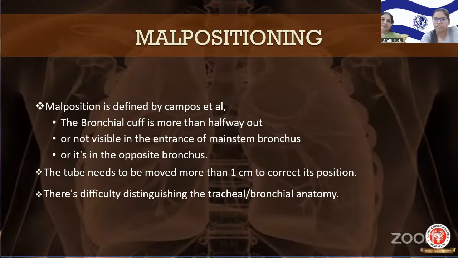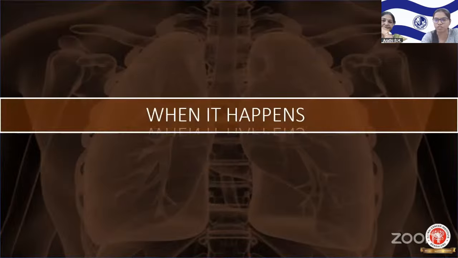Based on the study by Campos et al., he defined the malposition as the bronchial cuff more than halfway out, or not visible at all in the entrance of the main bronchus, or in the opposite bronchus. Then the tube needs to be moved more than 1 centimeter to correct this position.